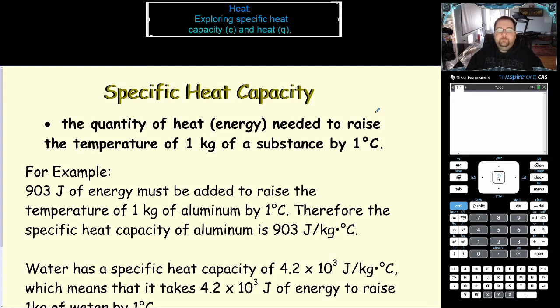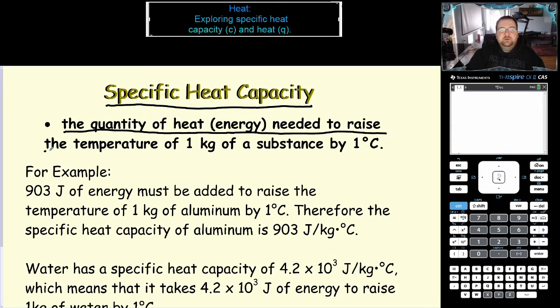All right. This is going to get us into the big words for this lesson, specific heat capacity. And specific heat capacity is going to be one of the units in the formulas we're about to see. It is a unit that basically is the quantity of heat energy needed to raise the temperature of 1 kilogram of a substance by 1 degree Celsius.